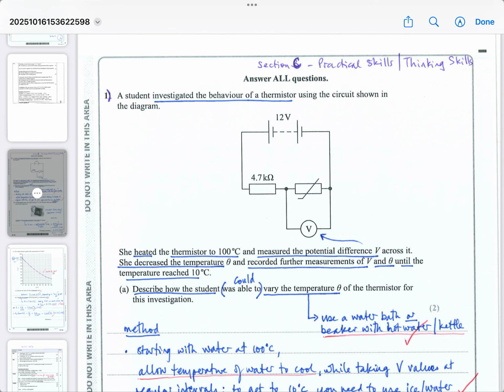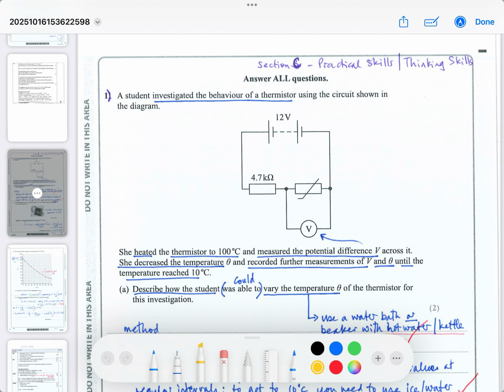You'll notice that I've handwritten Section C. Because my students are doing the Edexcel linear, I'm making it in the style of the linear paper, but I've actually used mostly modular questions. So practical skills and thinking skills, if you like, come into Section C. I've chosen a thermistor question because you'll see that it's got a lot of practical skills in it. So let's go straight into it.